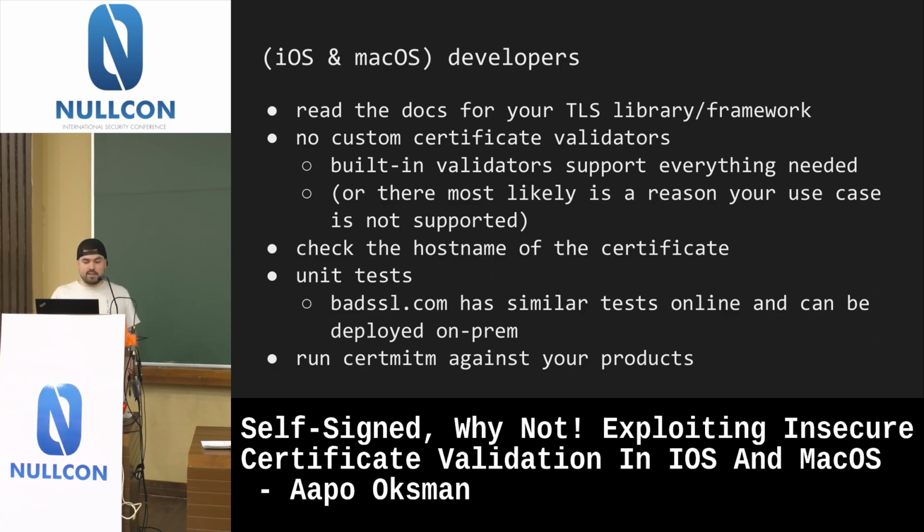You can run some unit tests. There is self-signed.badssl.com that has a self-signed certificate on the web. You can just write a unit test to connect to it. And if the connection goes through, then you should raise an alarm. And of course, running Certmitm against your products once they are in production is a really good idea.